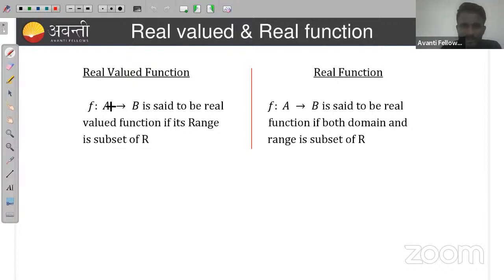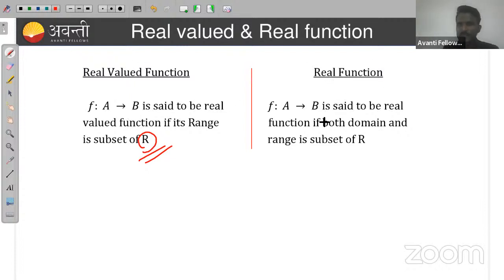So what do you mean by a real valued function? A function from A to B is said to be real valued if its range is a subset of R. The domain has no restriction, but the exact outputs that come out, that is the range, form a subset of R. It may be any interval, a natural number, an integer, rational, irrational, or a mixture of both. Then the function value, the output, is real. That's why it's called a real valued function.